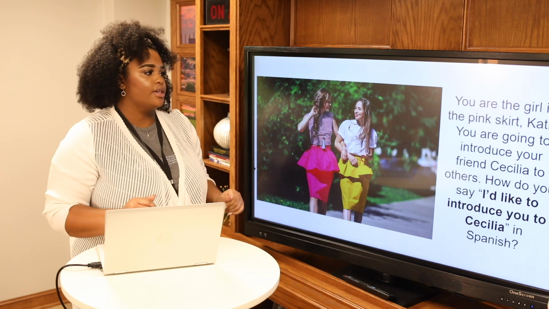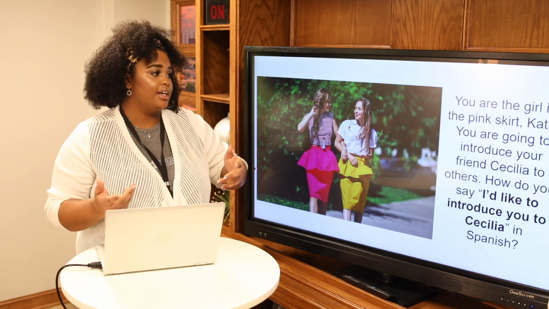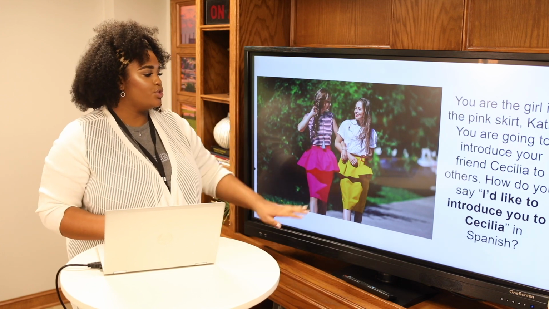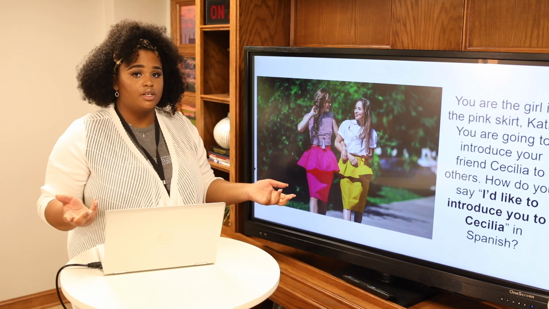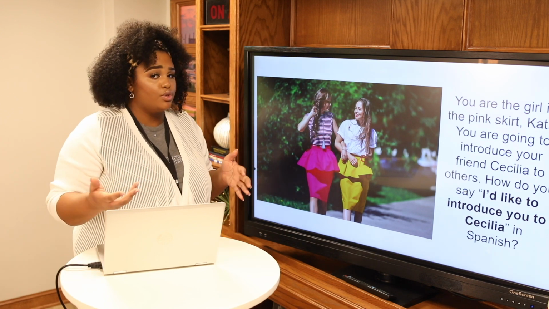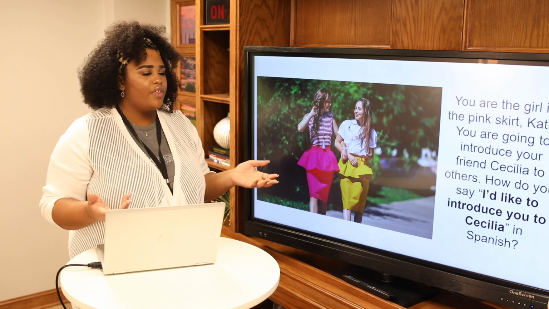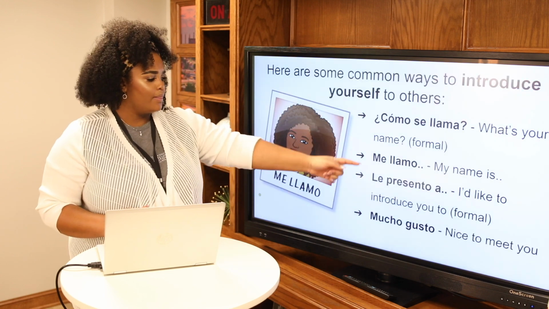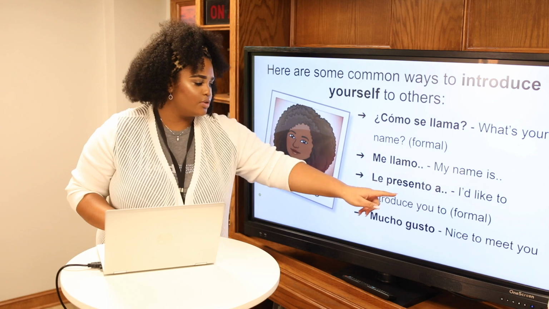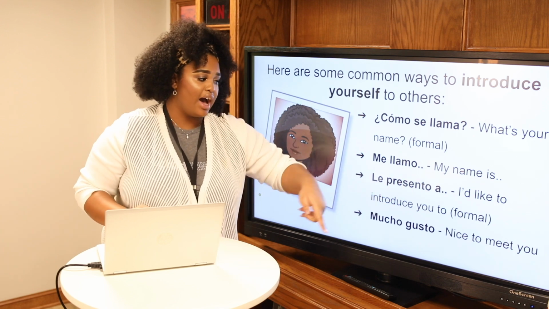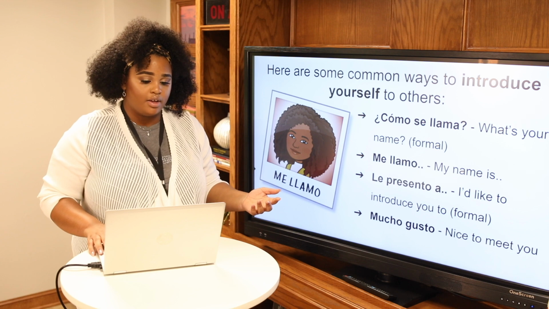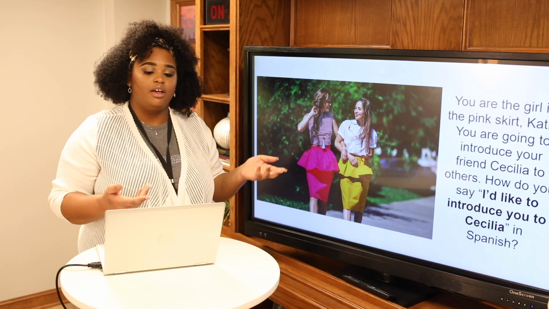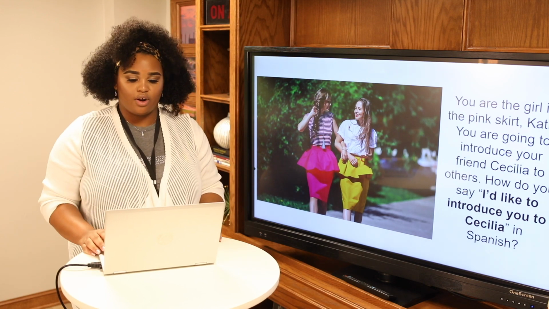And this is one of our last scenarios. So you are the girl in the pink skirt, Katia. So this is you right here, right? And this is your friend. You're going to introduce your friend, Cecilia, to others. So if you want to say, I'd like to introduce you to Cecilia, what do you think a good way would be to introduce her? And if we look back at our answers, I'd like to introduce you to, le presento a. We know the name comes after that. So literally in this scenario, you'd say le presento a Cecilia. And that works perfect to introduce your friend Cecilia.